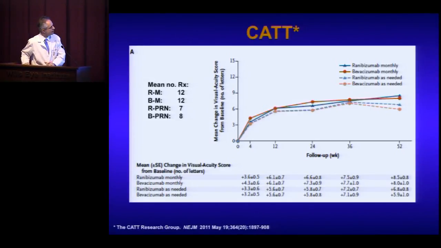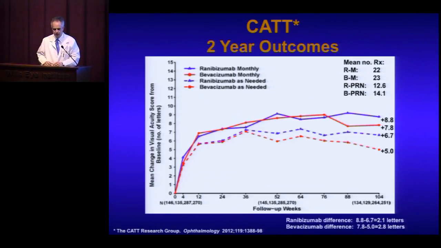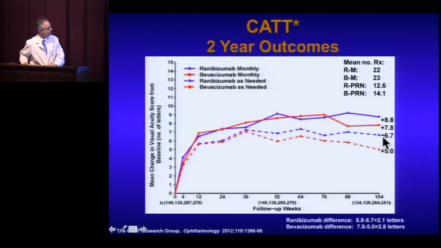But that trend right there was a little concerning as we saw it dip down. And it's kind of pointing to what I mentioned before, that PRN may not be ideal for all patients. And in fact, by year 2, those PRN arms slip down a little bit more, and you can see the difference is a little bit greater.